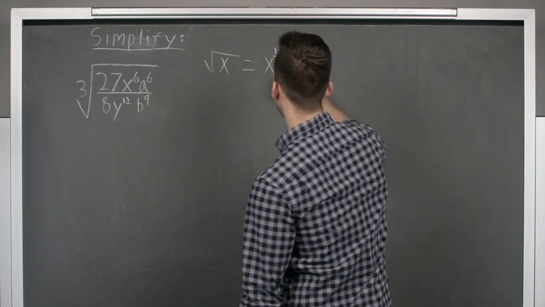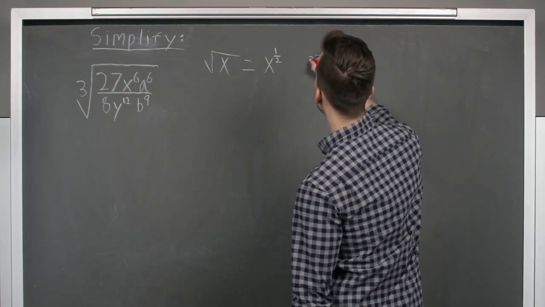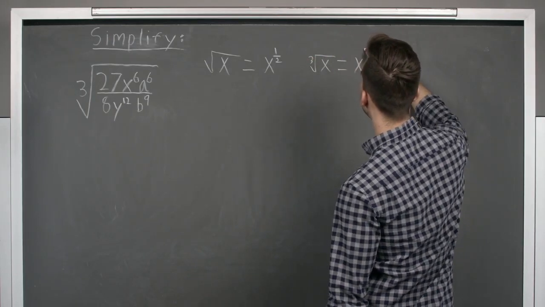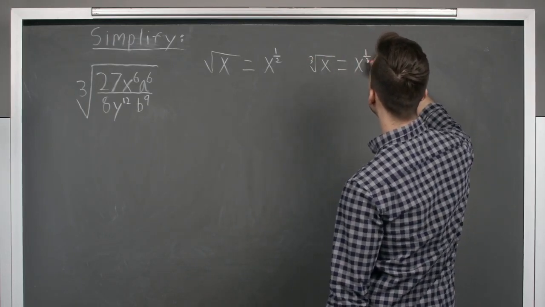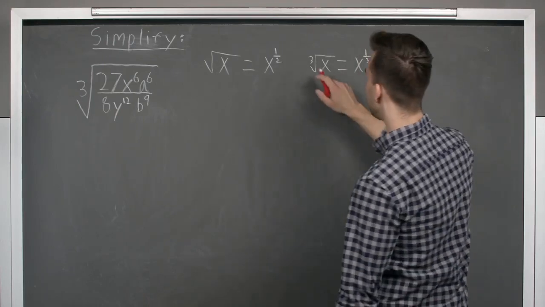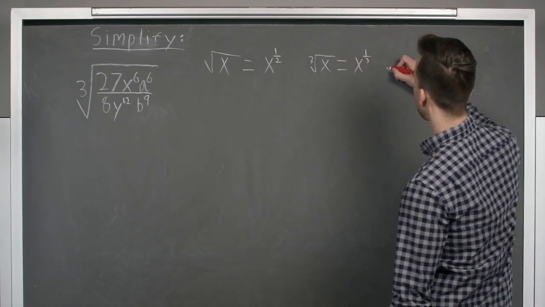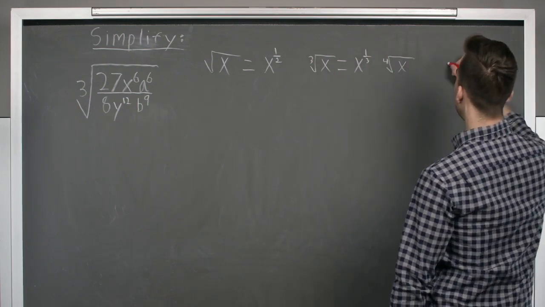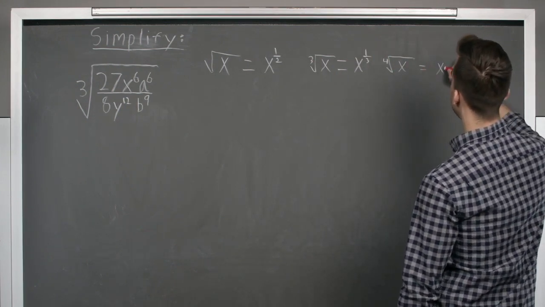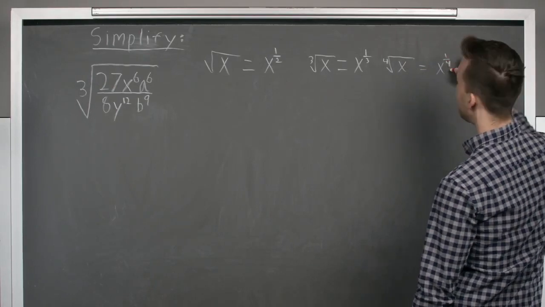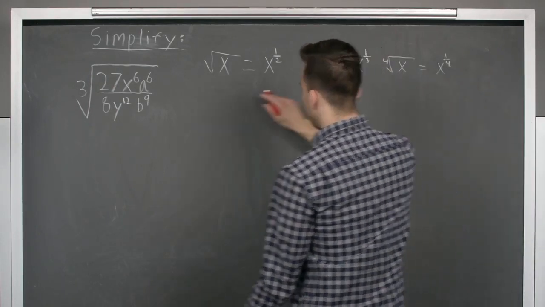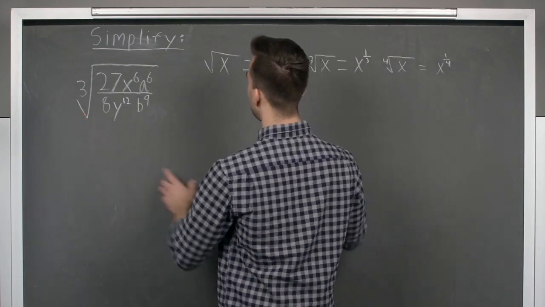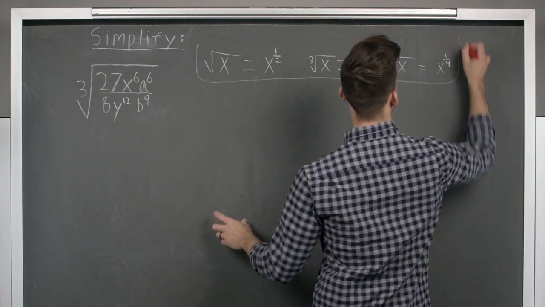But the cube root of x is equal to x to the power of 1/3. Okay? And so if you see a 4 over here, then you can write it as x to the power of 1/4, and so on. But that is what we're experiencing over here.